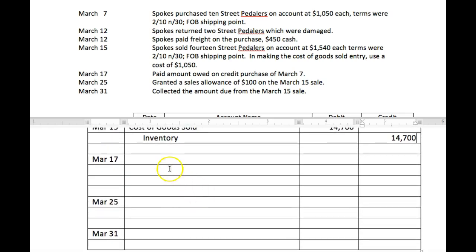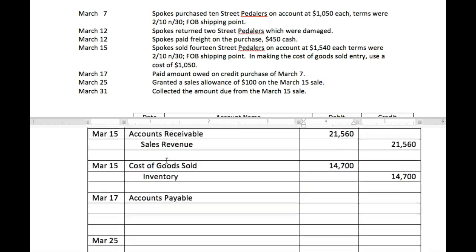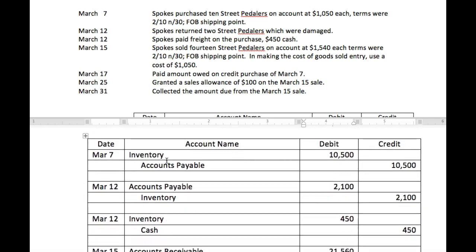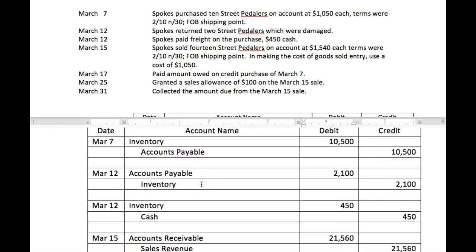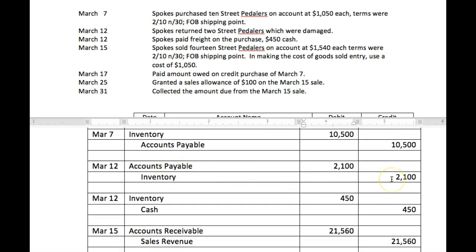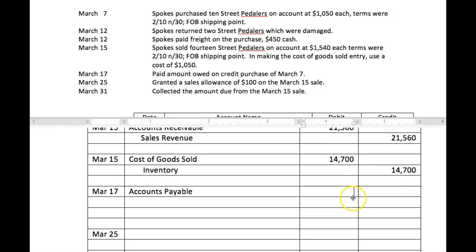All right, March 17th, we paid the amount owed on credit purchase of March 7th. So again, here we're paying off an account. So when we pay off an account, we know we have to reduce the balance that we owe. So we need to reduce the accounts payable. Now we need to ask ourselves, how much did we owe? Well, we do have to be careful. Remember, on March the 7th we purchased $10,500 worth of inventory. But we didn't keep all that. We actually returned 2 of those for $2,100. So you need to reduce that by $2,100. So at this moment in time, we owe on our accounts payable $8,400.